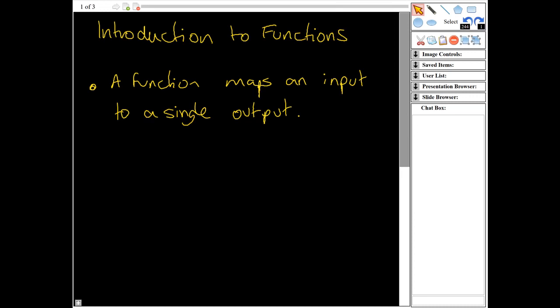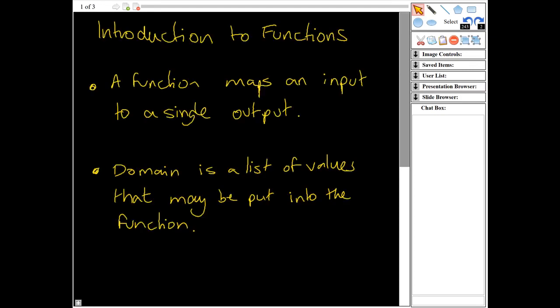So for example, if you have a function and you put in 2, you get out 5. Every time you put in 2, you will always get out 5. There wouldn't be any possibility to get a different output. So we'll talk a bit more about that later.